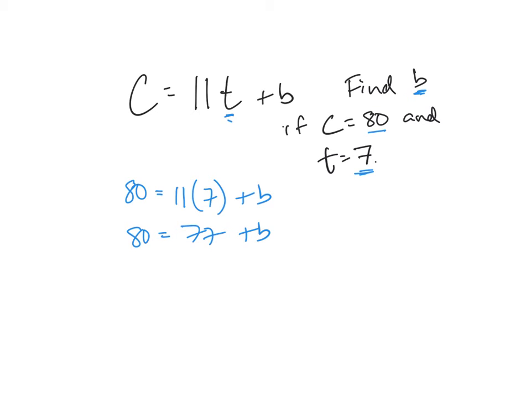I have to balance the equation by subtracting 77 from both sides. And so I know this will cancel here. And I have 3 is equal to b. And so if I put it all together, my equation is going to be c is equal to 11t plus 3b.